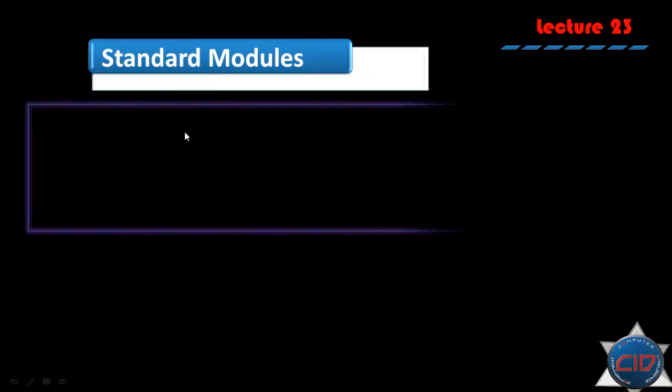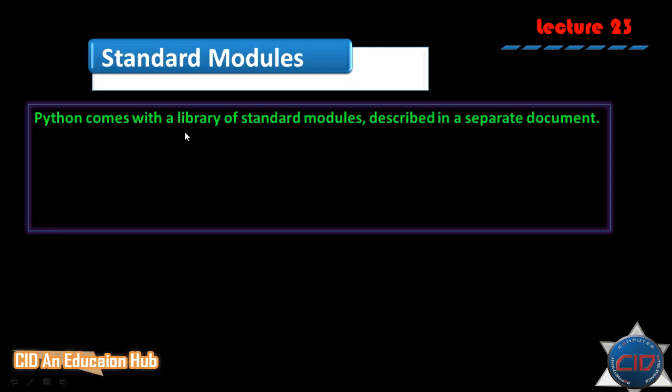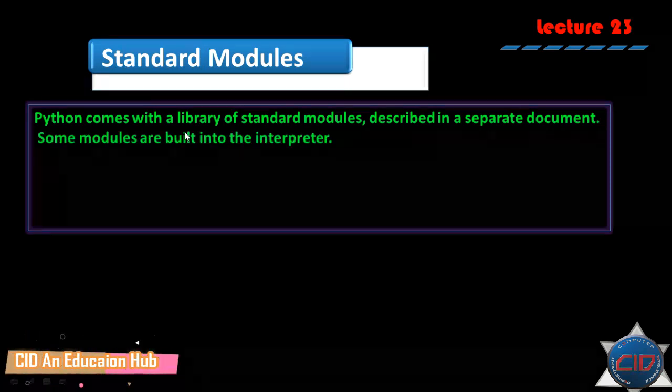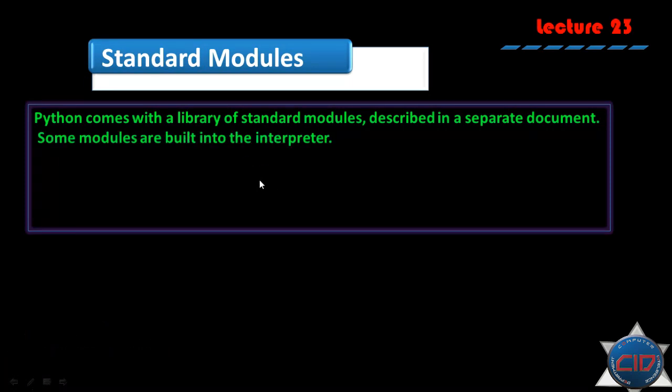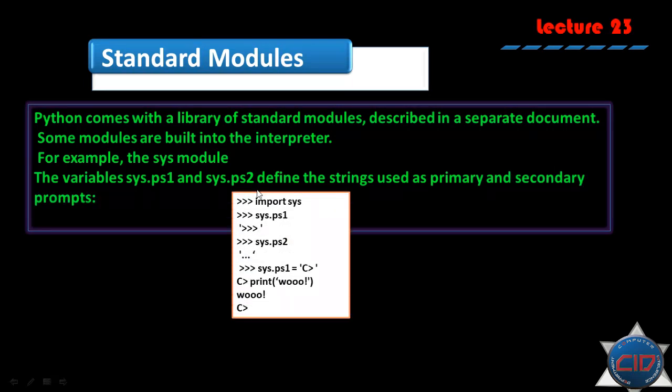What are the standard modules? Python comes with a library of standard modules described in a separate document. Some modules are built into the interpreter, so we can access those only in interactive mode. For example, we have the sys module, and there are two variables, ps1 and ps2, which are only used in Python's interactive mode.